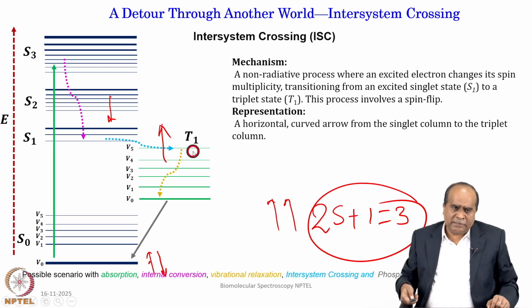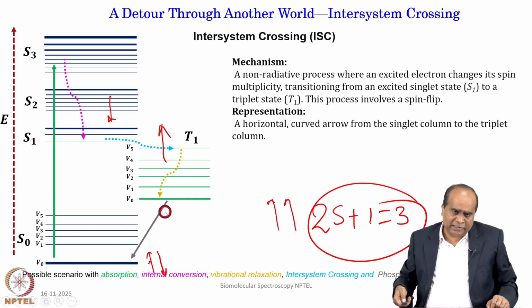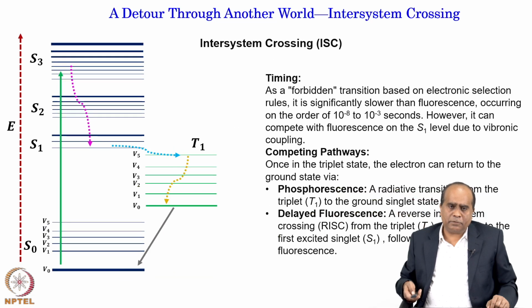Now, in the triplet excited vibrational state, again a non-radiative process brings it to the V0 of T1, and from there it comes back to the ground state. So, you see it took so much time, and now this radiation is coming, this is again a radiative process, and we call this phosphorescence. Fluorescence was coming straight from here, phosphorescence goes from the triplet to the S0 state, it takes time, therefore phosphorescence is slower compared to the fluorescence.